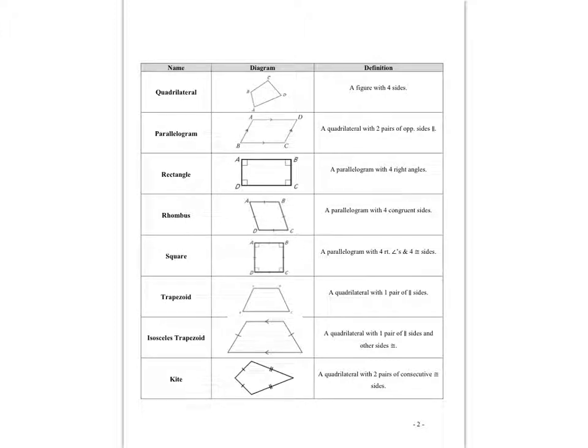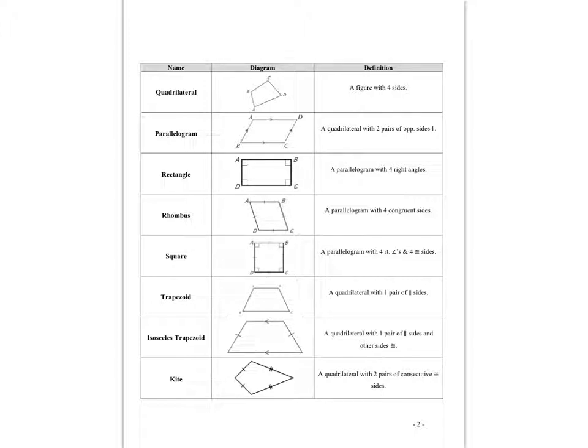The definitions are right next to it. A quadrilateral is just a figure with four sides. A parallelogram is a quadrilateral with two pairs of opposite sides parallel. A rectangle is a parallelogram with four right angles. A rhombus is a parallelogram with four congruent sides. And a square is a parallelogram with four congruent angles, four right angles, and four congruent sides.